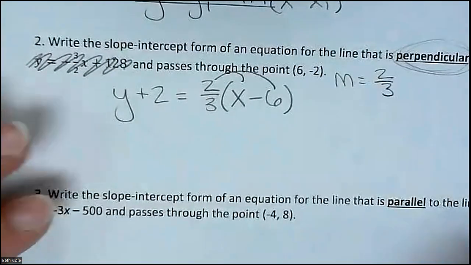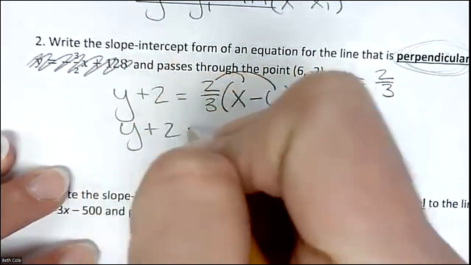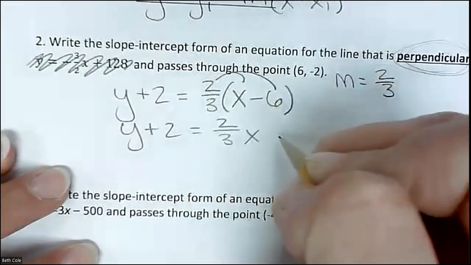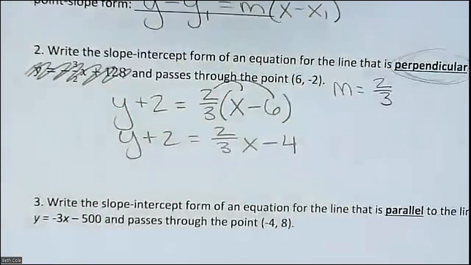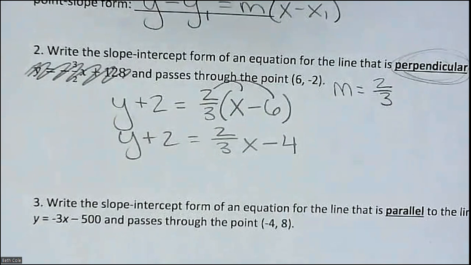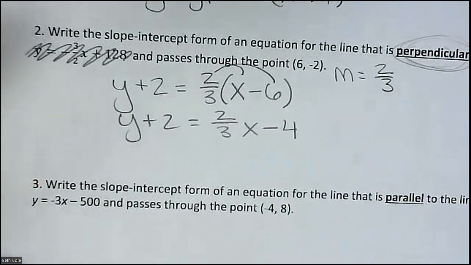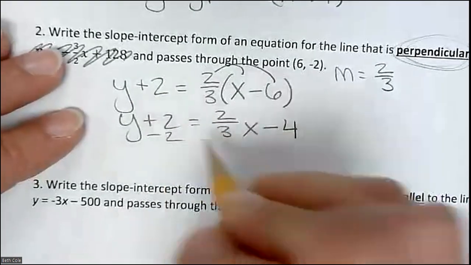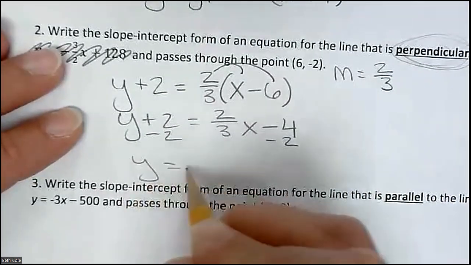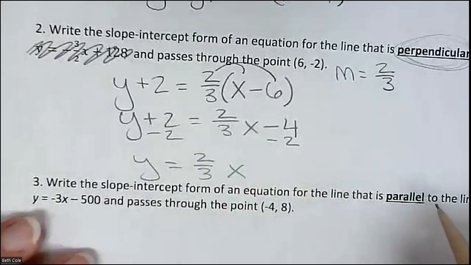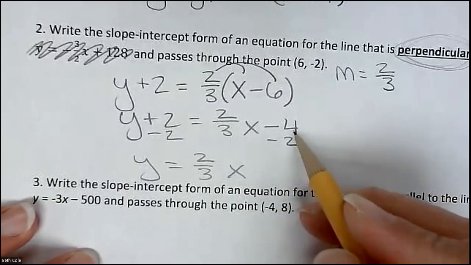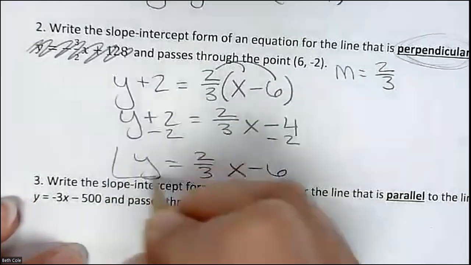We're going to distribute the 2/3. So it'll be y plus 2 equals 2/3 x minus, and I will be your calculator here. You would type in 2/3 times 6. Your calculator will tell you 4. And then what's your last step? Minus the 2. So it would be y equals 2/3 x. What's our last number going to be here? Negative. No, negative. Good.